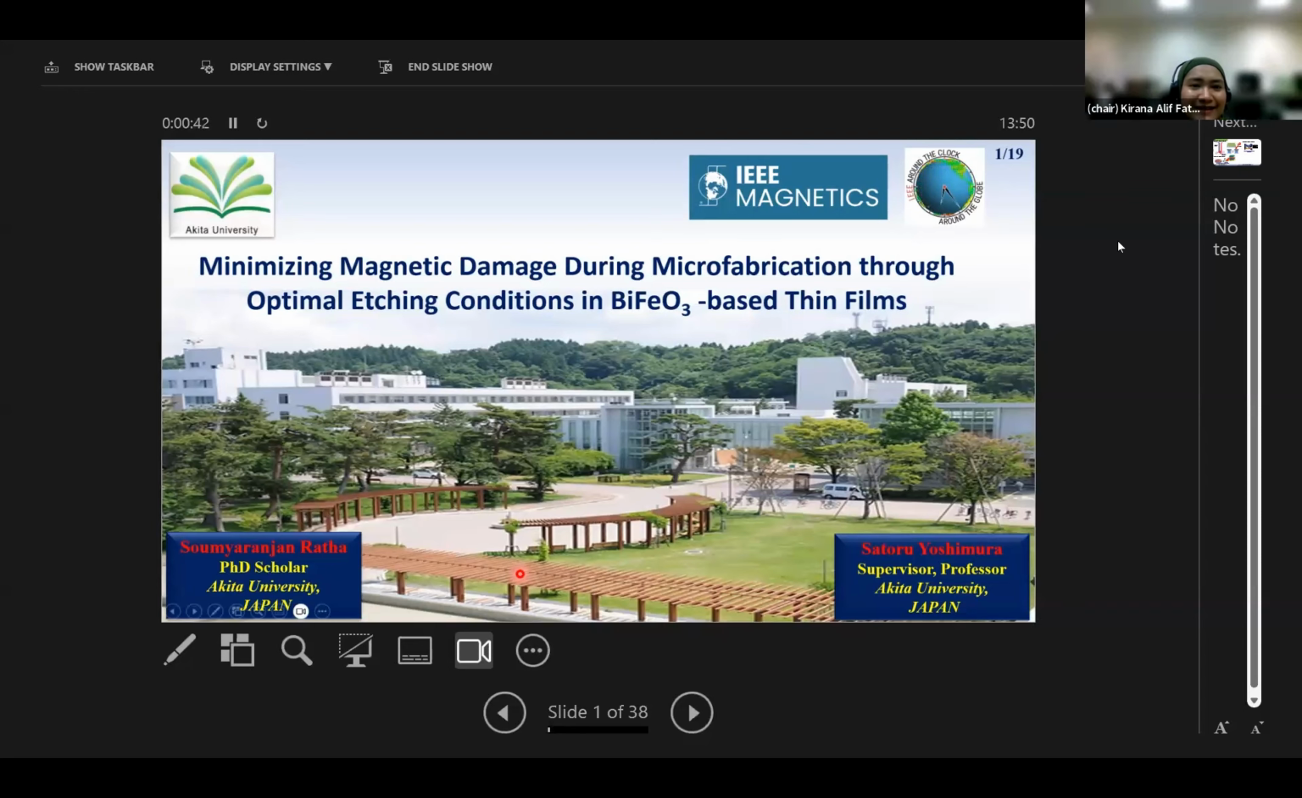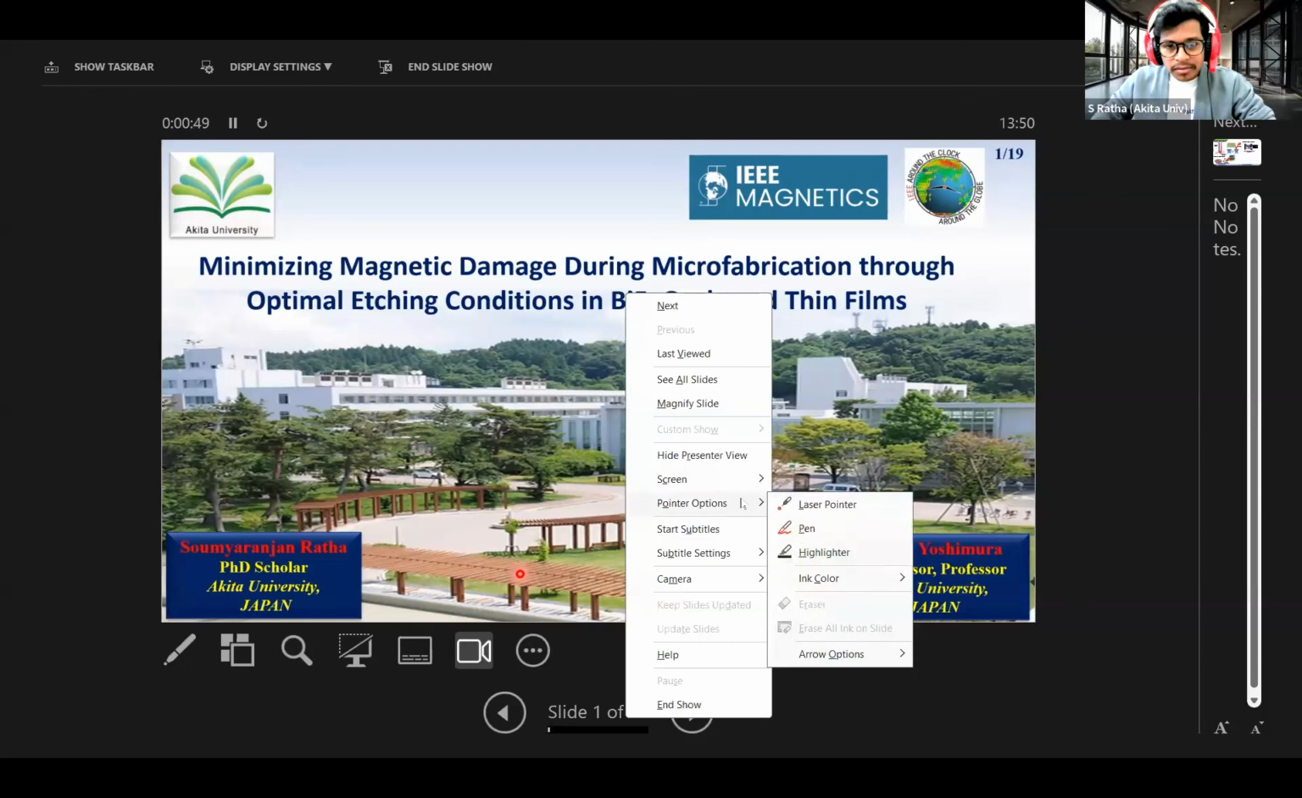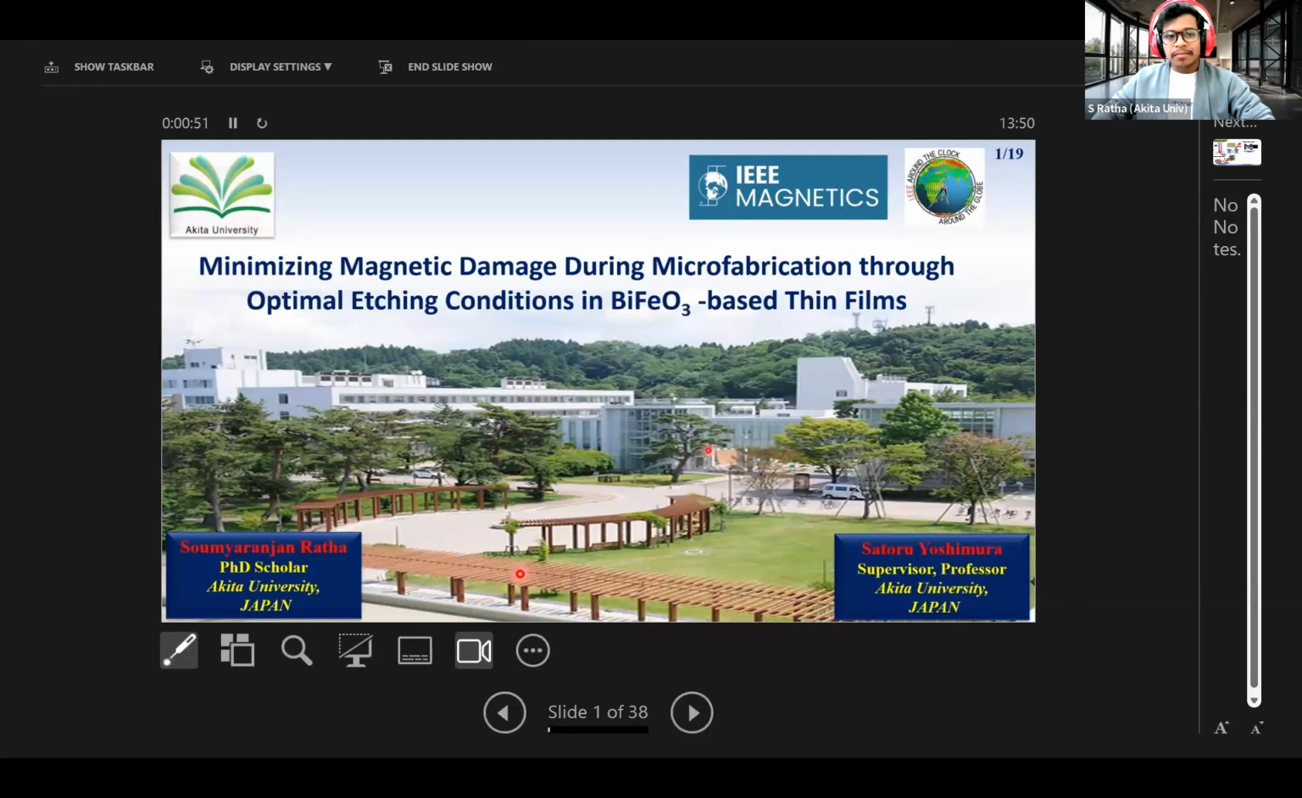So hello everyone. I am Ratha from Akita University, Japan. I am going to talk about minimizing optical magnetic measurement. It's not moving.